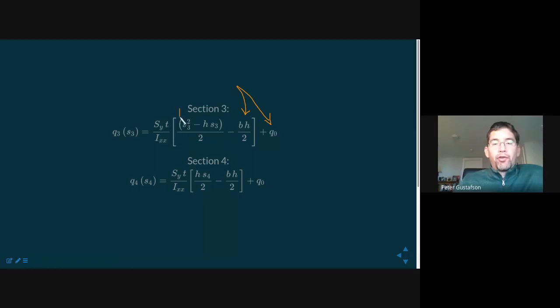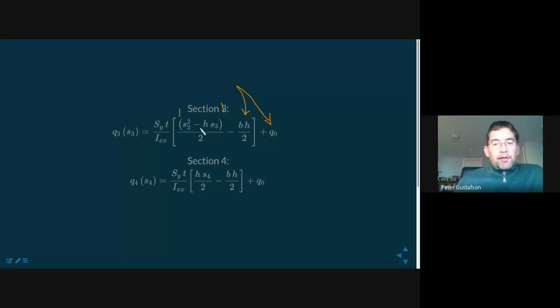And then this portion here is the integral that we previously alluded to. Again, that was linear with respect to s. When we integrate it, it becomes squared. So s3 squared minus s3h. So you get a quadratic equation.